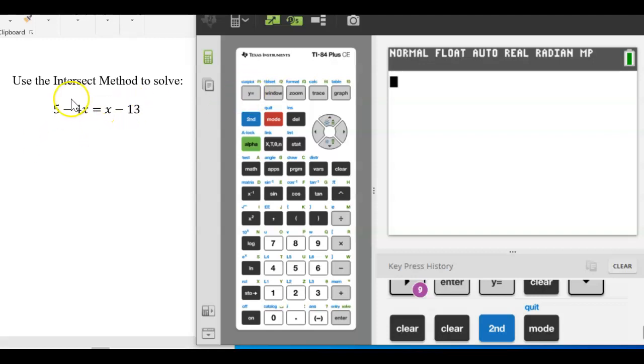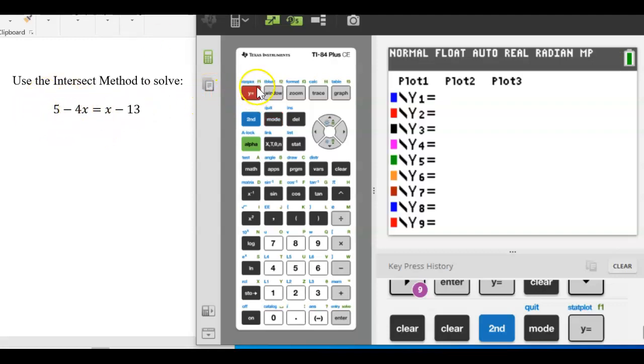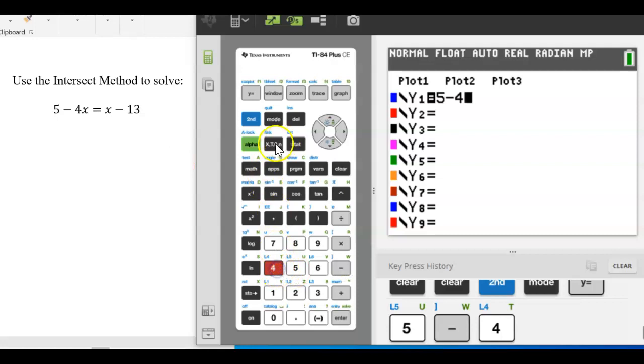So what we're going to do is enter the left side of the equation in our y sub 1, and we're going to enter the right side in our y sub 2. So 5 minus 4x, x is right here next to alpha, and x minus 13.